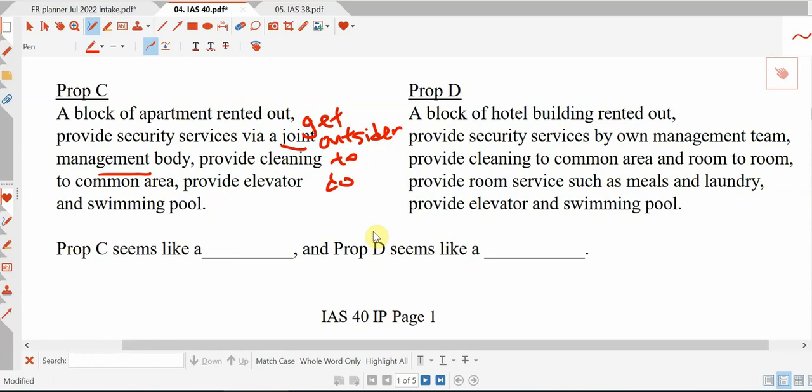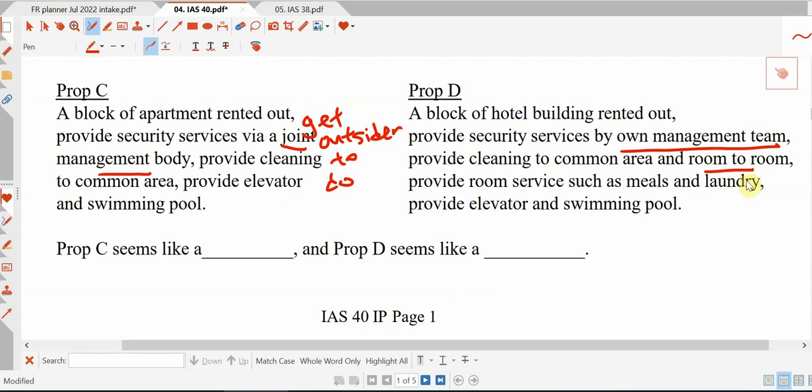Provide cleaning only to common area, the corridor, elevator cleaning, sometimes you got common area like playground, park, all to cleaning. And provide lift, swimming pool. If you compare this to Dongki, it's a block of hotel building rented out. Provide security services by own management team. So you didn't outsource, you select your own security guard. And you manage them by yourself.